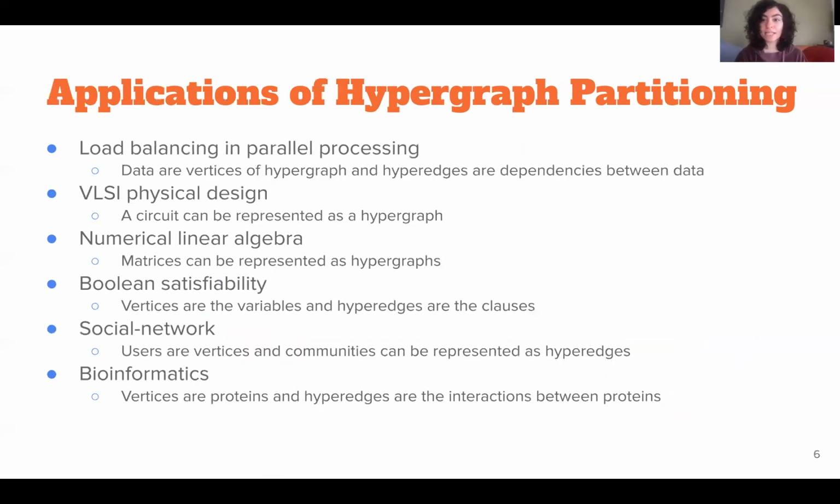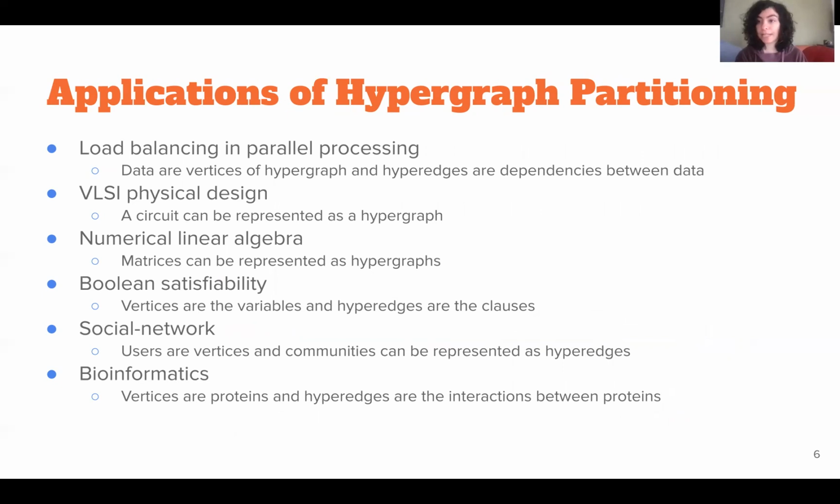There are many applications for hypergraph partitioning, from load balancing in parallel processing, where data are vertices of a hypergraph and hyperedges are dependencies between data. In VLSI physical design, a circuit can be represented as a hypergraph, and finally, in numerical linear algebra, matrices can be represented as hypergraphs. And there are many other applications.